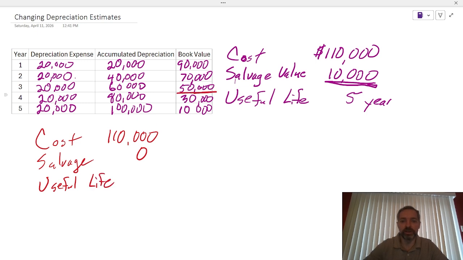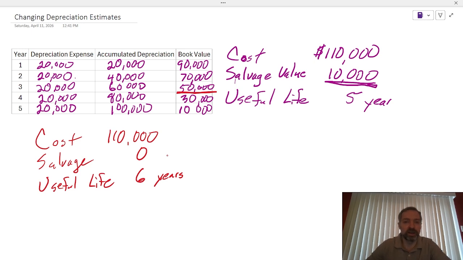So we're done with year 3, and we're in year 4 saying, hey, things are looking a little different now. So let's say that the useful life now will be a total of 6 years instead of 5 years. We're going to squeeze 1 more year out of this asset. We need to recalculate depreciation, but only going forward. We don't have to go back and change anything in the past.